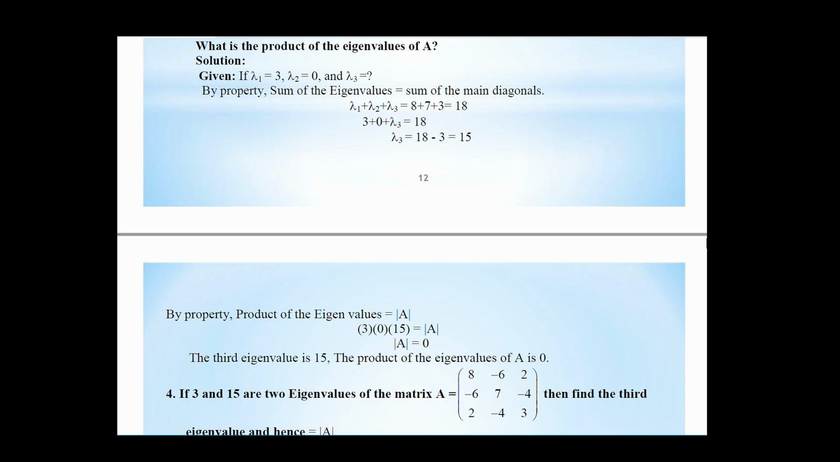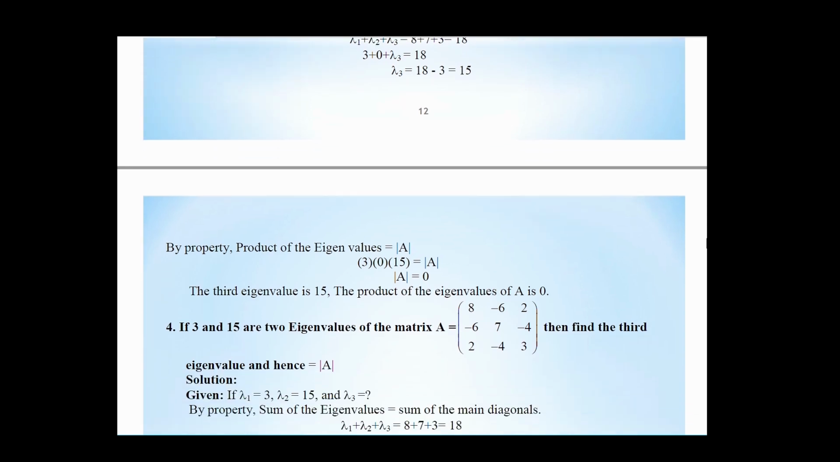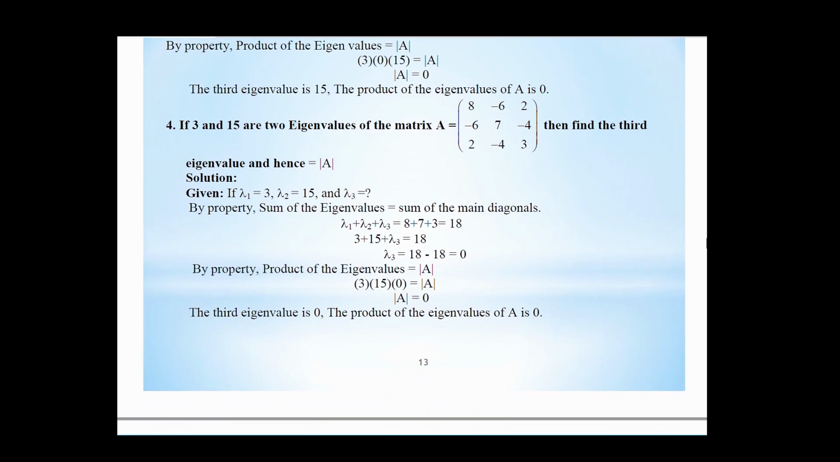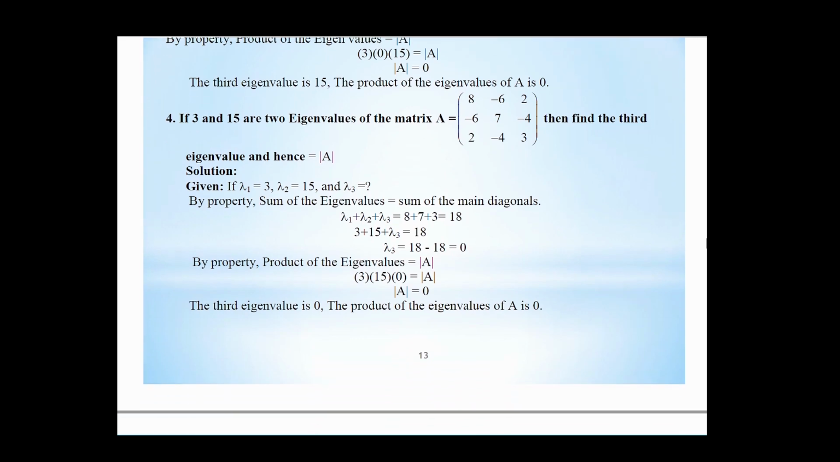That is 3 plus 0 plus lambda 3 equal to 18. Lambda 3 equal to 15. So now we have found the third eigenvalue. The product of eigenvalues is nothing but lambda 1 into lambda 2 into lambda 3 equal to determinant A. Here 3 into 0 into 15 is equal to determinant A. Therefore determinant A is equal to 0. So finally, we conclude that the third eigenvalue is 15 and the product of eigenvalues of A is 0.